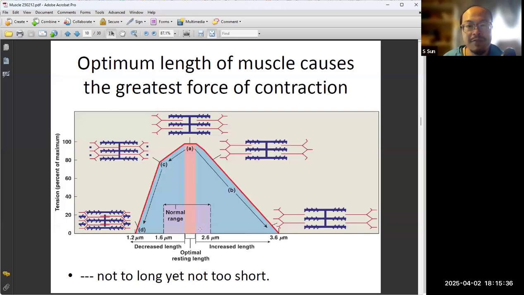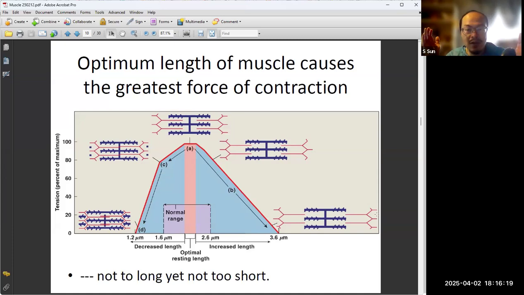This is the last slide before we take a break. What I show you here is that there is an optimal tension that can be generated by this process. The x-axis is the length of the sarcomere, the original sarcomere, and the y-axis shows you the tension generated by the sliding filaments. If this sarcomere is very short, very narrow, there is no space for it to contract. So the tension is very little. You cannot generate much force.